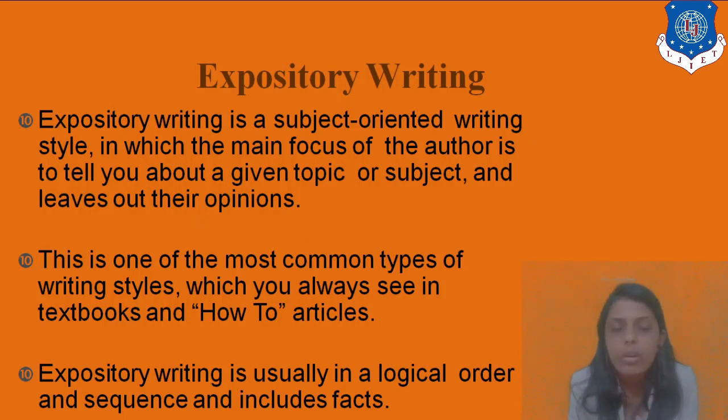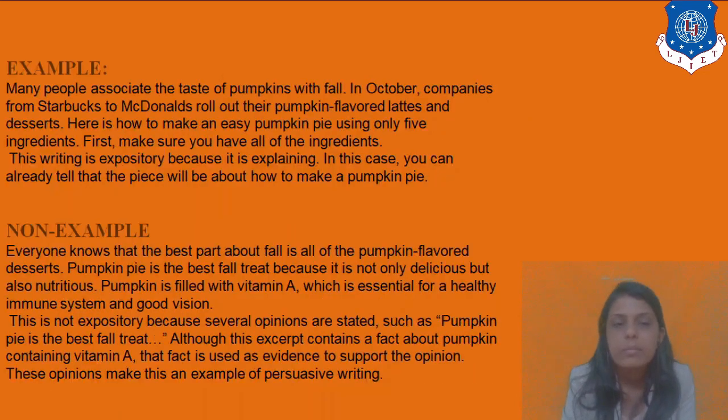So the expository style of writing is the first style of writing, which is a subject oriented writing style, in which the main focus of the author is to tell you about a given topic or subject and leave out their opinion. This is one of the most common types of writing style which you always see in textbooks and how-to articles. Expository writing is usually in a logical order and sequence and includes facts. So understand, whenever you want to write something which is logical, which has more facts inside it, then follow the expository style of writing, where the writing is about logic and facts.